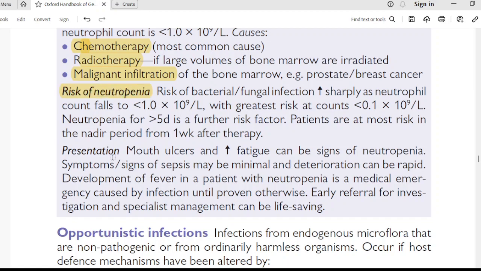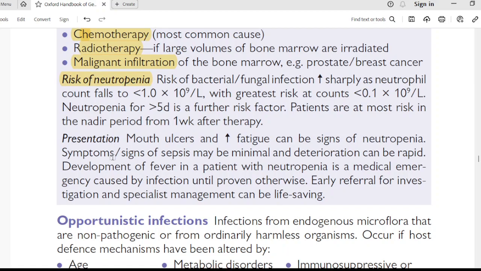Risk of neutropenia. The risk of bacterial and fungal infection increases sharply as the neutrophil count falls below 1000. The greatest risk is at counts less than 100. Neutropenia for more than 5 days is a further risk factor. Patients are more at risk in the nadir period from 1 week after therapy.